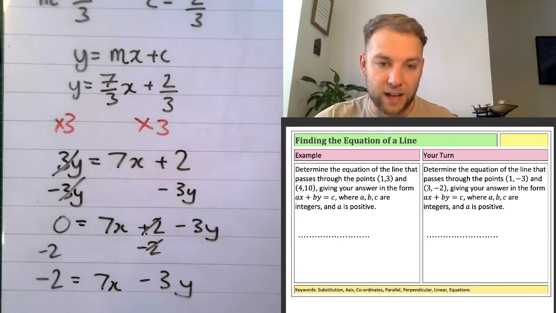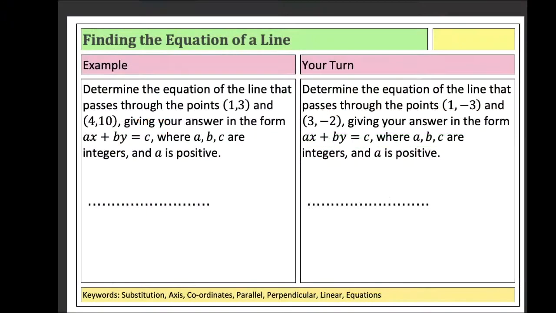So pause now and have a little go at that question on the right-hand side. So pause now and have a go at that.